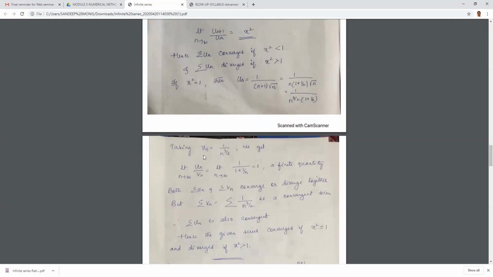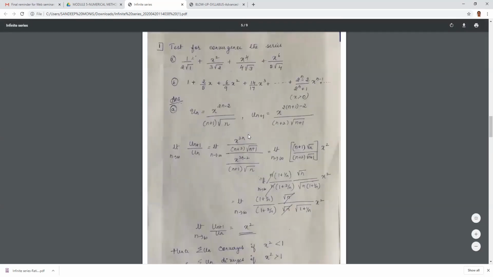I have told you the comparison test. I can take Vn equal to this. I'll take Vn as 1 by n to the power 3 by 2 and we'll see the ratio Un by Vn. Okay, limit Un by Vn. What we get is Un, written down here, divided by Vn. Vn is n to the power 3 by 2. So n to the power 3 by 2 cancels, and you will get 1. Is it a finite quantity? If it is a finite quantity, what can we say according to the note? We can say it converges or diverges together.